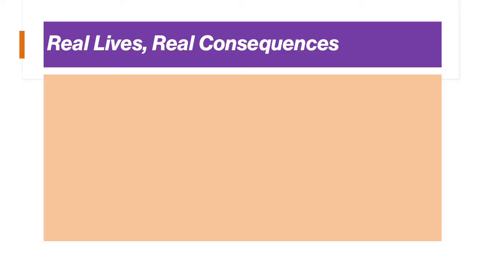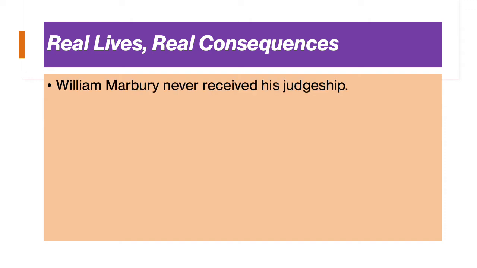One of the reasons I like teaching civil liberties is because civil liberties is about real lives and the real consequences that the Supreme Court has on the lives of people. For example, today we're going to be learning about Marbury versus Madison. And Marbury versus Madison is an incredibly important case, in large part because it establishes the power of judicial review.